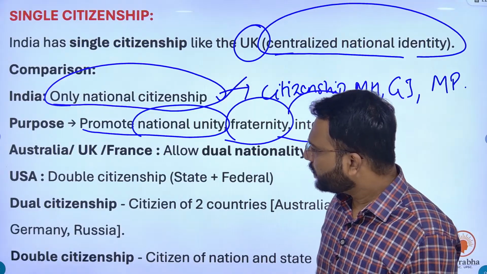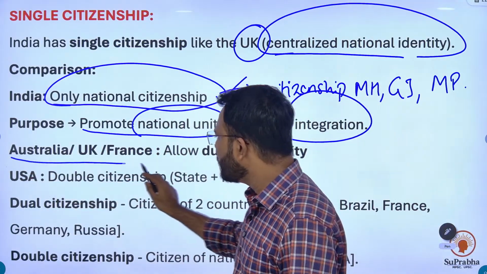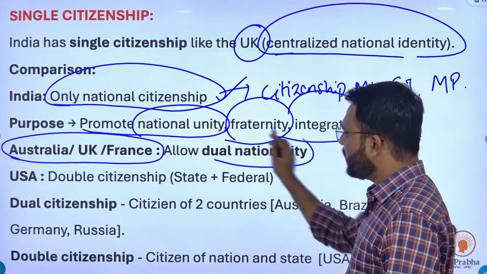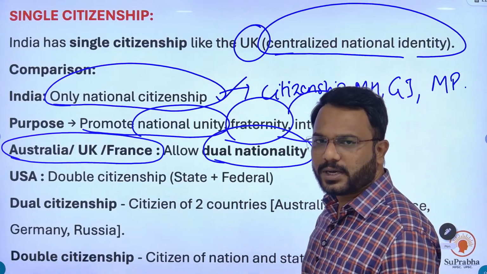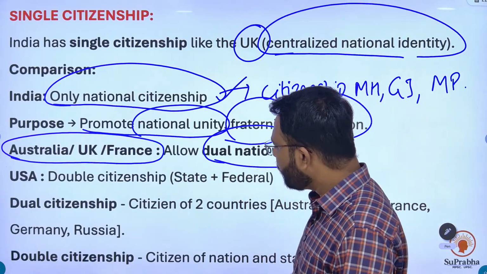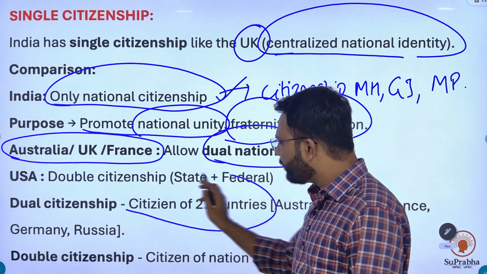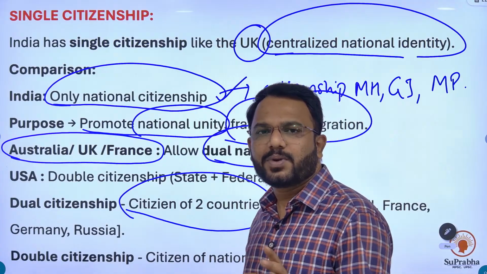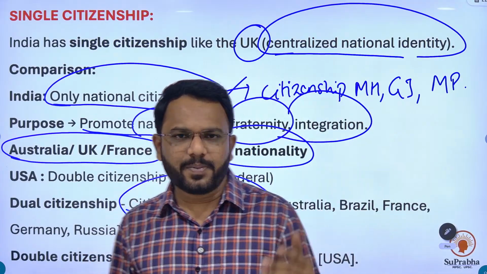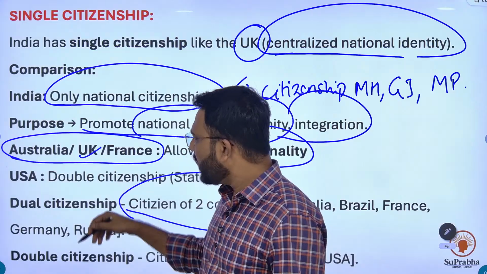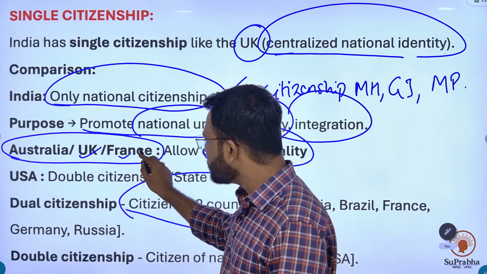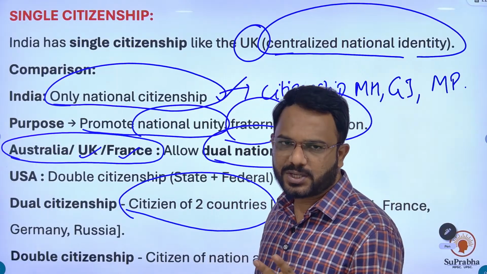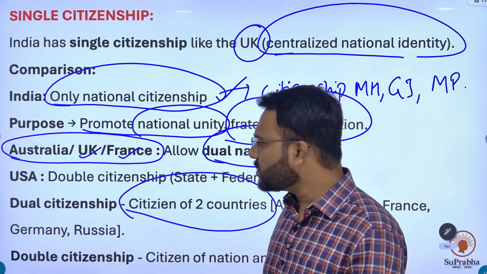But countries like the UK, Australia, and France allow dual nationality. What do you mean by dual nationality or dual citizenship? It means the individual can be a citizen of two countries. He might be a citizen of the UK and a citizen of France. That means he has two identities or two citizenships. That is known as dual citizenship.